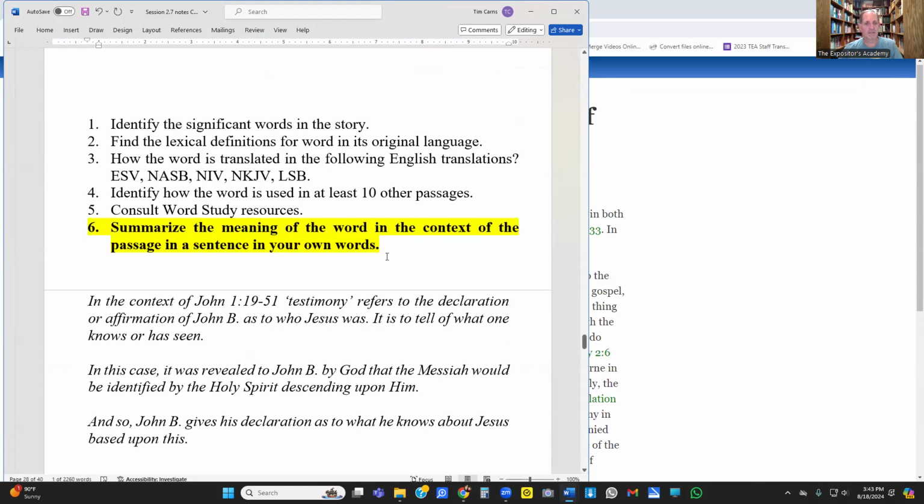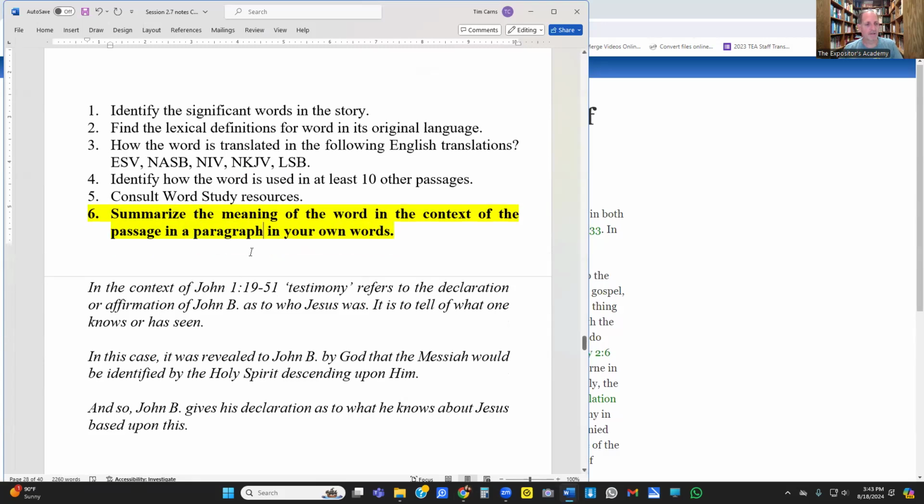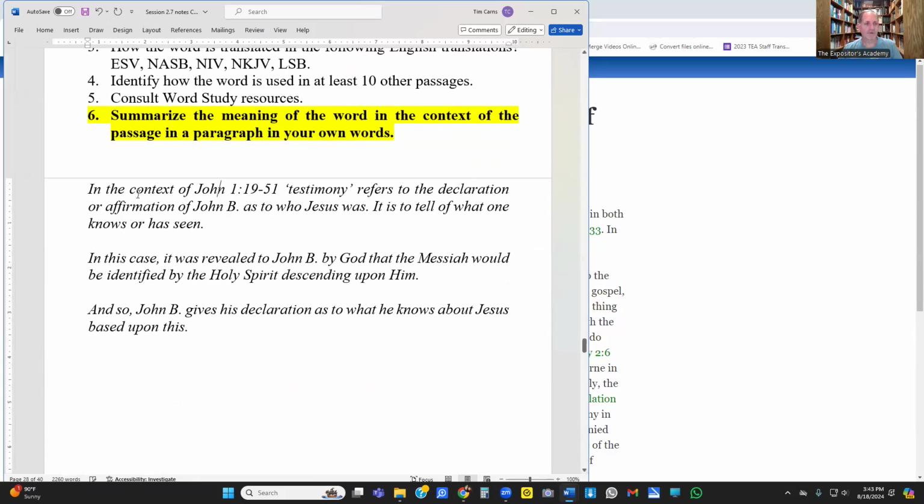Step 6. This is the key step. As I said, summarize the meaning of the word in the context of the passage. You could put it in a paragraph in your own words. And so here's what I did. In the context of John 1, testimony refers to the declaration or affirmation of John the Baptist as to who Jesus was. It is to tell of what one knows or has seen. And that's the idea of testimony.